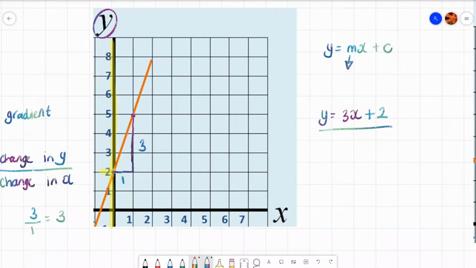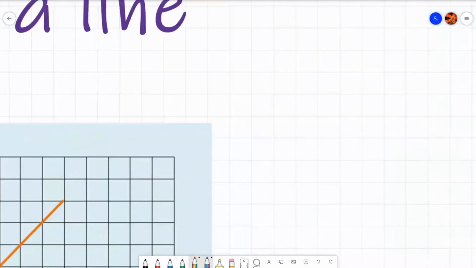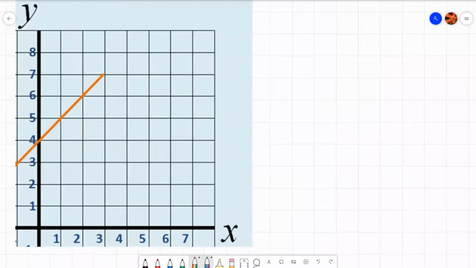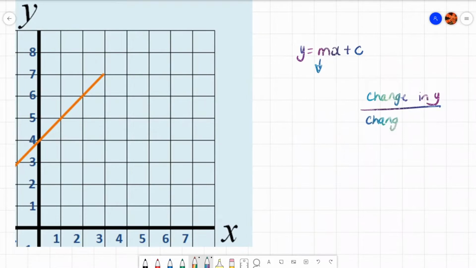Let's have a look at another example then. Let's do this one here. Okay, so again, I'm going to write down y equals mx plus c first. We need the gradient because we need to replace m with the gradient. So gradient, remember, is change in y divided by change in x.